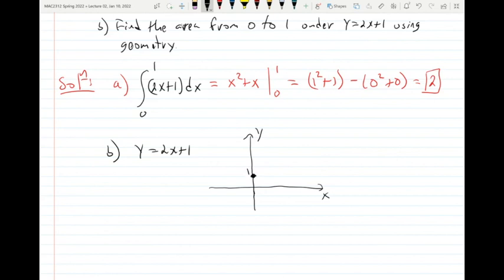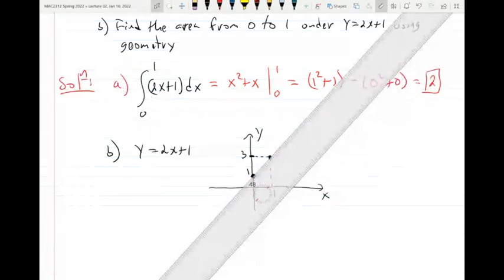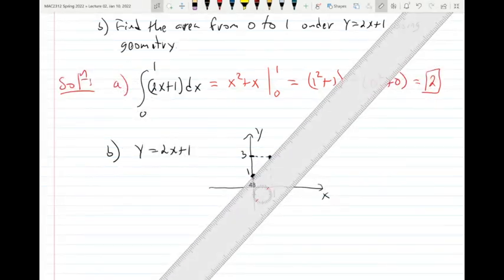Is this line going up or down? It goes up. So how do we find another point? Remember, rise over run. We go 2 units up, 1 unit to the right, and we get another point. So right here is 3, and then 1 to the right. Here is 1. Here is another point, and then we have our line. Once you have your 2 points, you get your line.